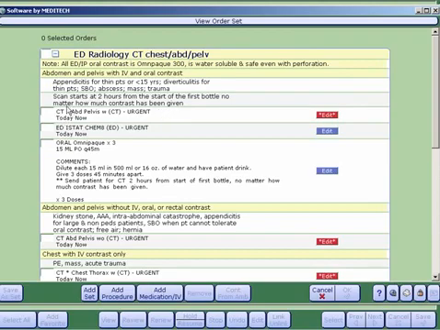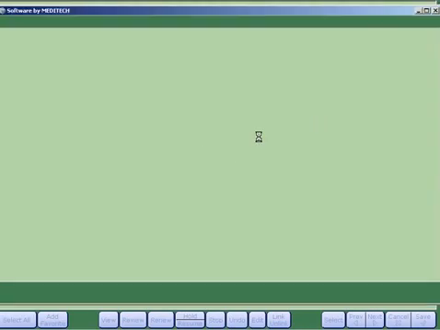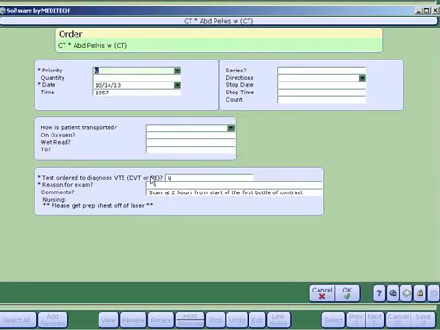Again, you can see it's prefaced with a CT. And then you'll notice that the edit button is red here. So let's go into that and see what is required. There are two required fields here. Sometimes that's pre-filled depending on the nature of the study.